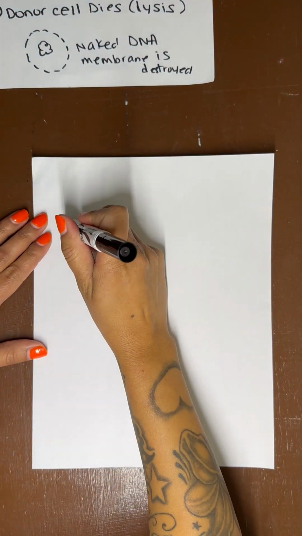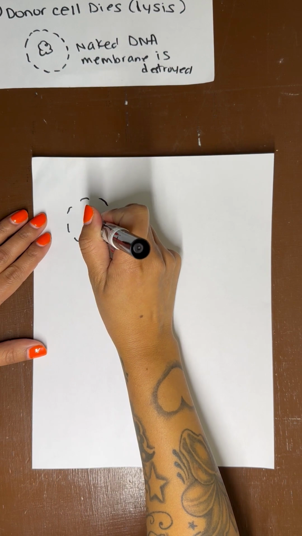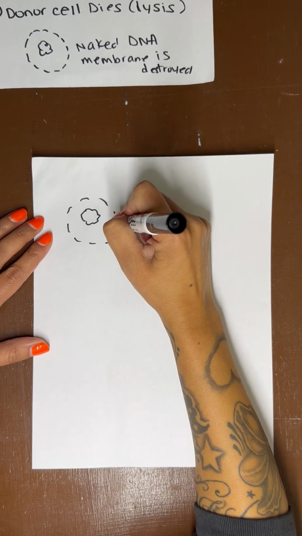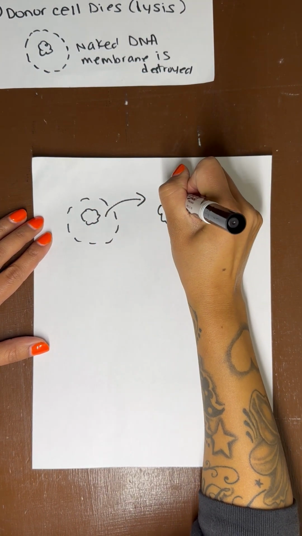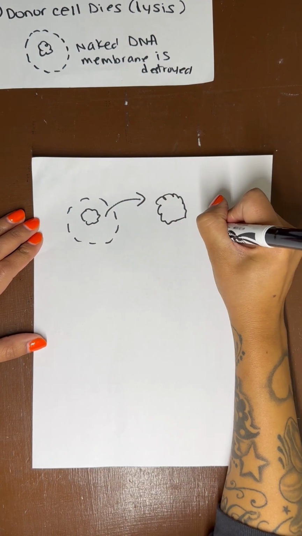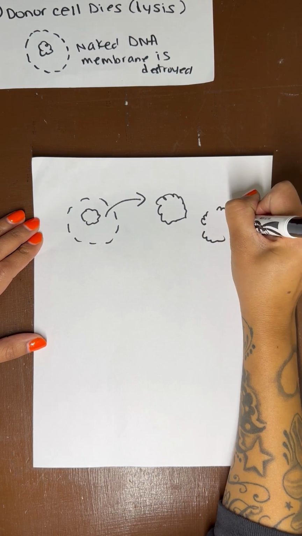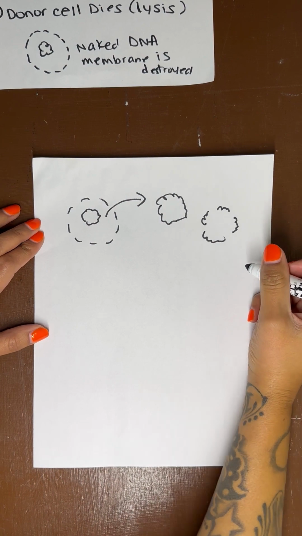In the naked DNA, the DNA is later released into the environment where it can potentially break into pieces within the environment.